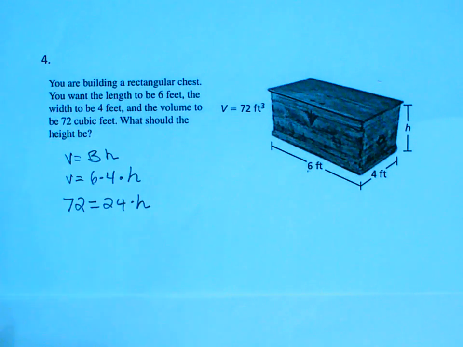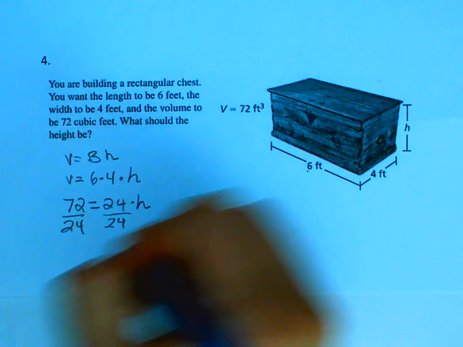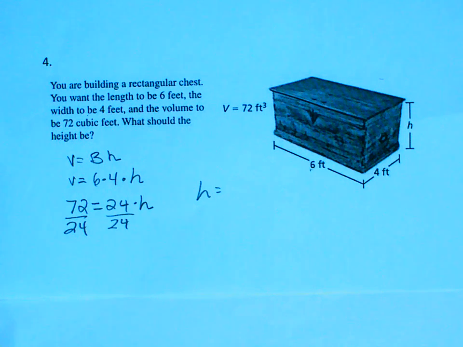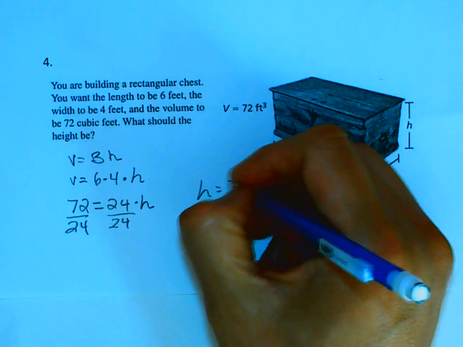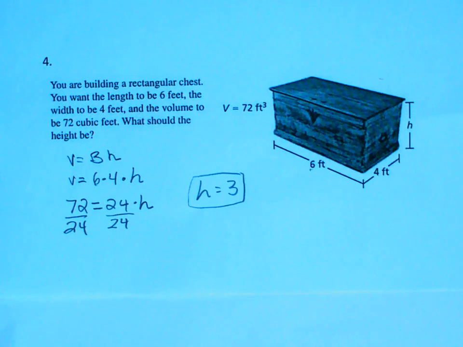So what we're going to need to do is divide both sides by 24. And the height is going to be 72 divided by 24. And I get exactly 3. So the height of this chest is going to be exactly 3.